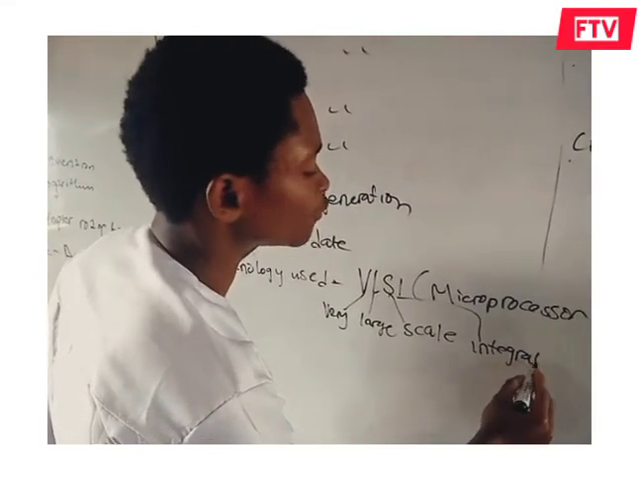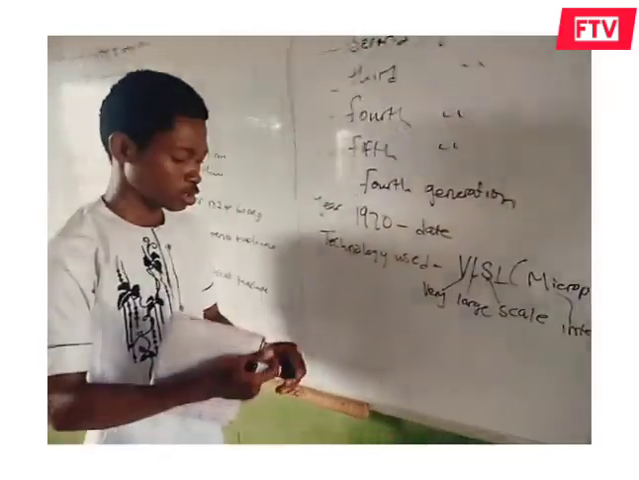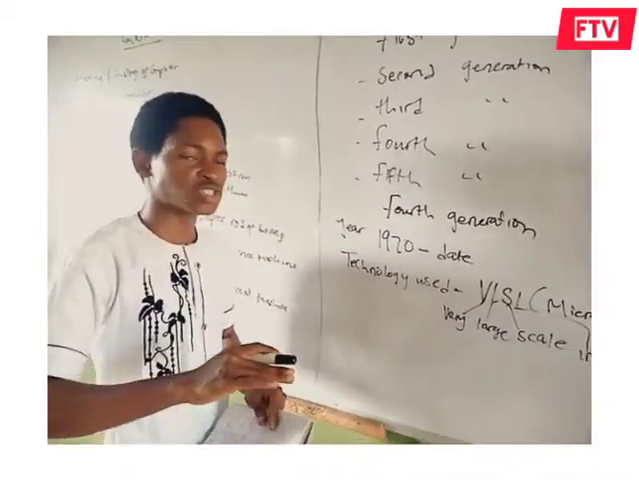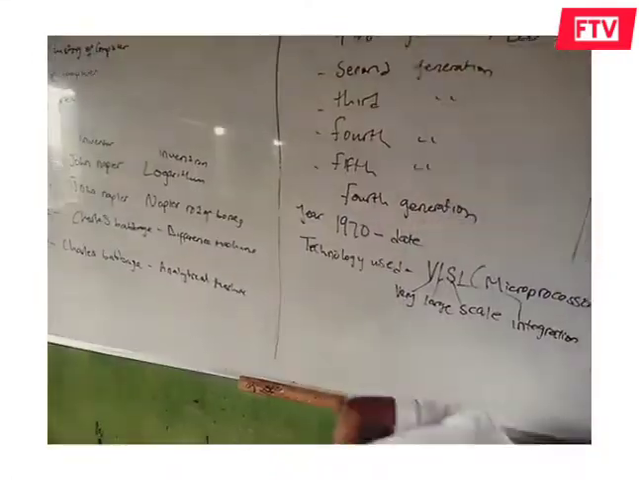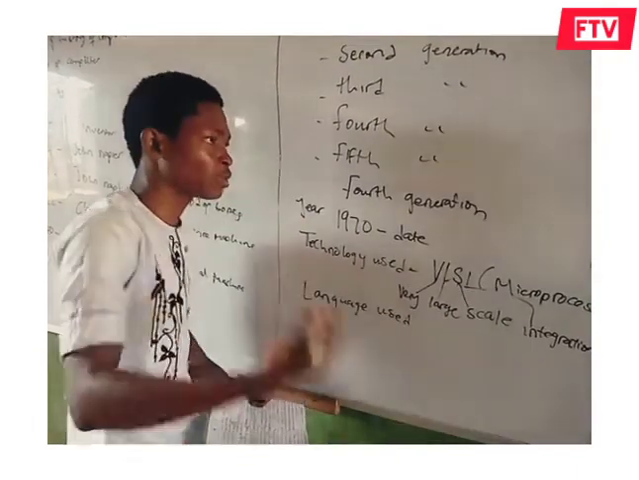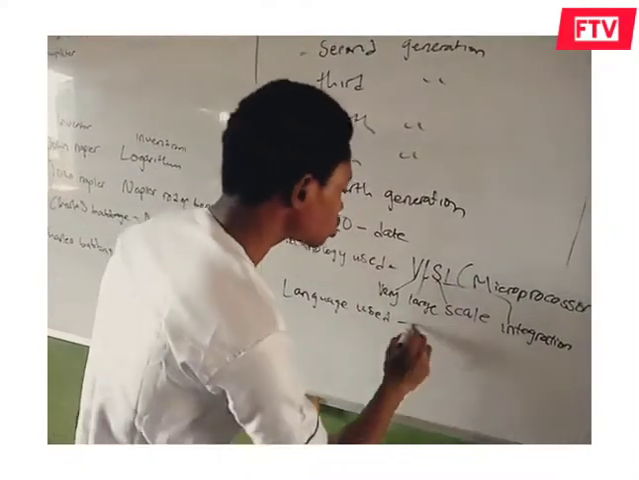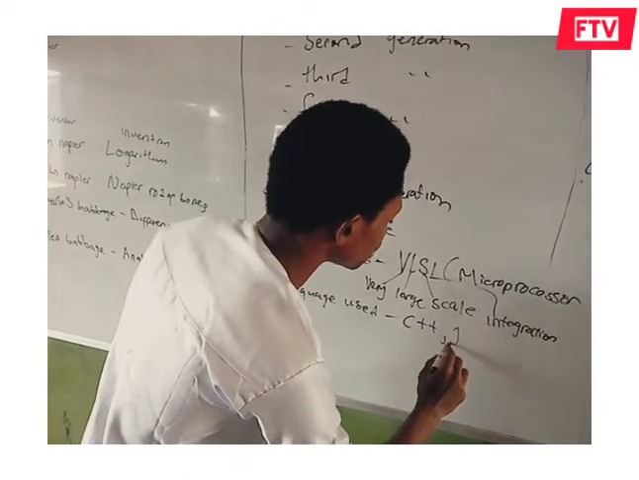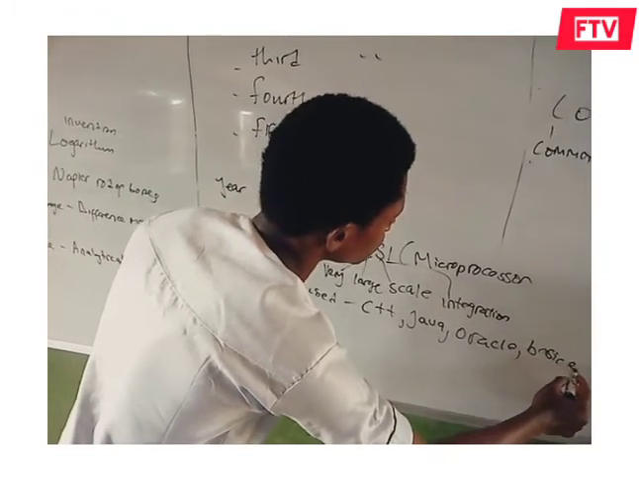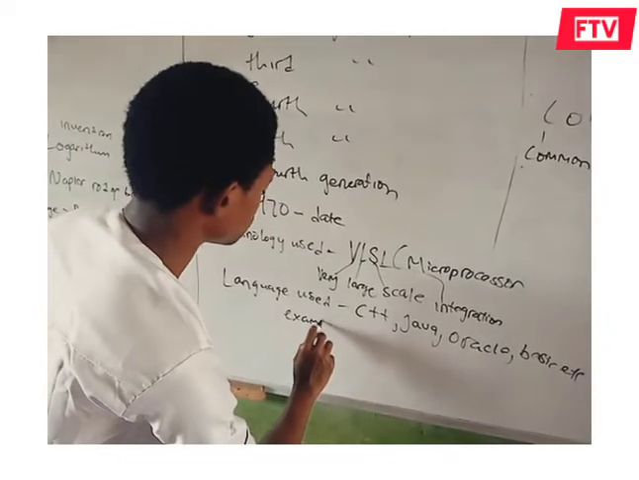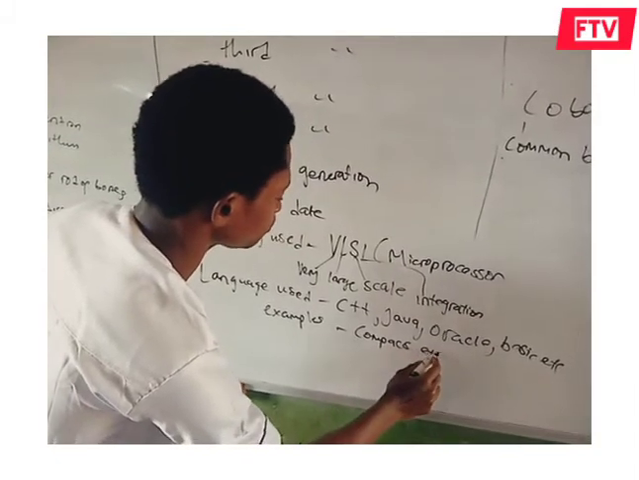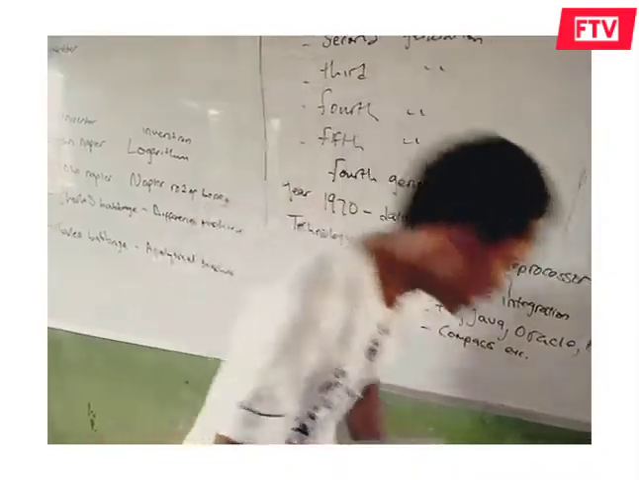Now you need to know that there is advancement as time goes on. The more the years increase, the more technological production advances. It does not stop. Technology keeps improving. Now the language used here: they used problem-oriented languages like C++, Java, Oracle. They use BASIC as well. Examples we can have are Compaq computers, which many of us are aware of. They are very fast and emit less heat.